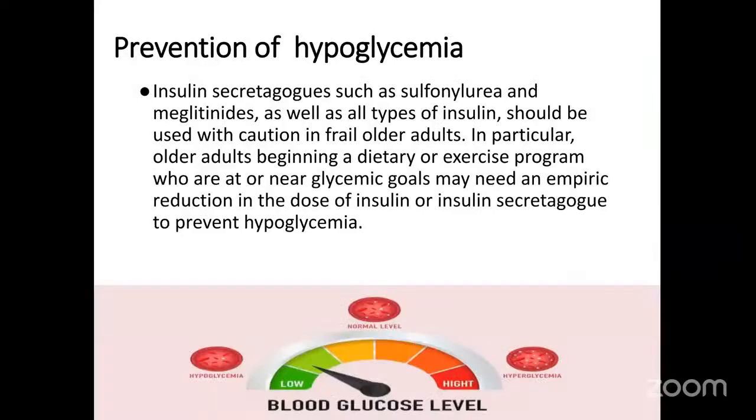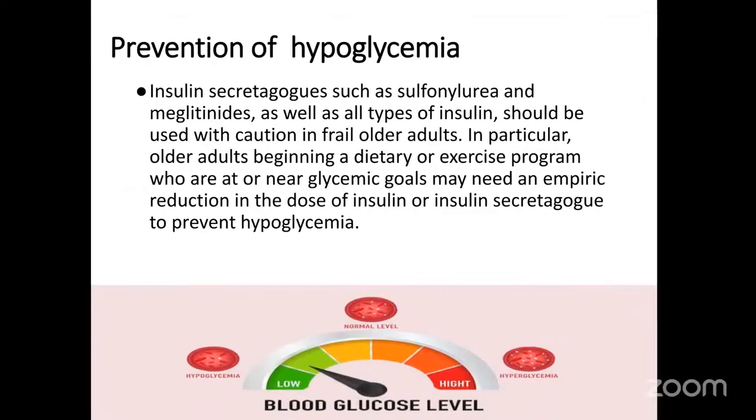So how to prevent hypoglycemia? First, insulin secretagogues such as sulfonylurea and meglitinides, as well as all types of insulin, should be used with caution in frail older adults. In particular, older adults beginning a dietary or exercise program who are at or near glycemic goals may need an empiric reduction in the dose of insulin or insulin secretagogue to prevent hypoglycemia.